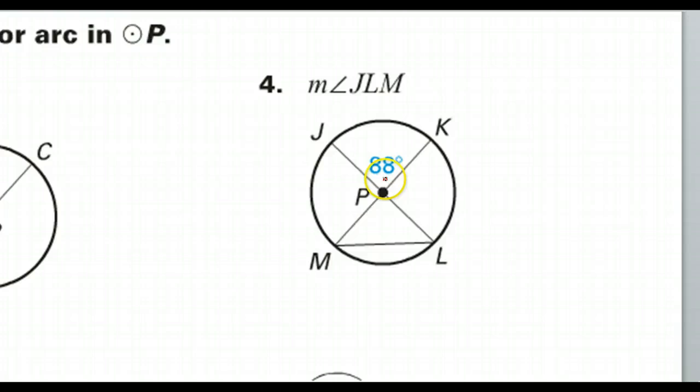Okay, this is a central angle. So just keep that in mind. We're supposed to find the measure of angle JLM. J to the L to the M. So this is the angle that we're supposed to find.